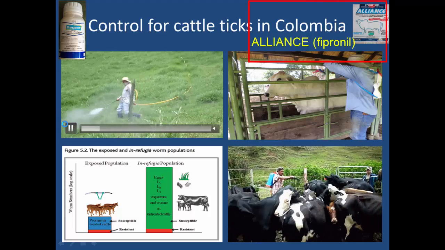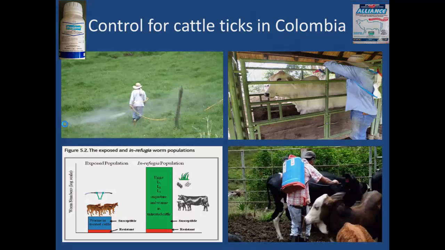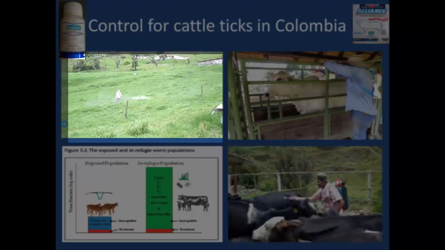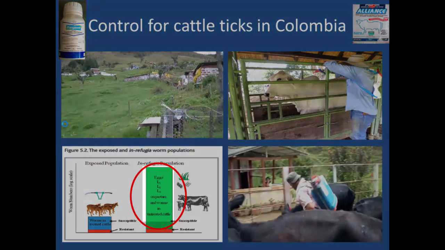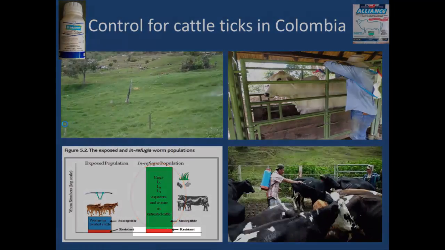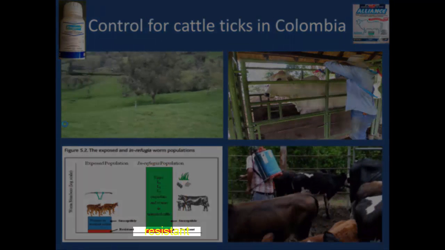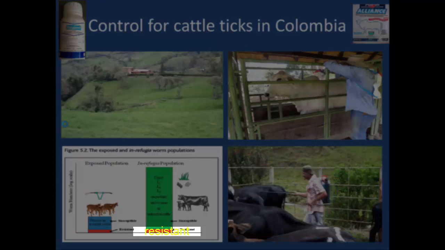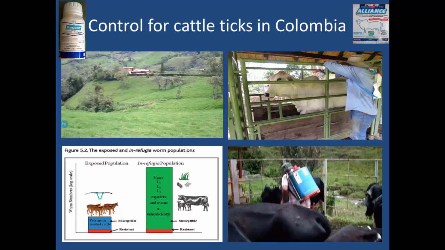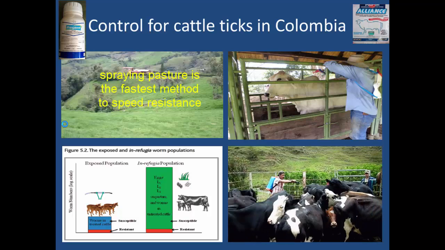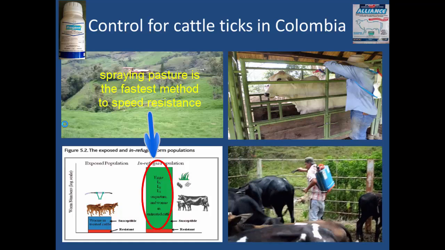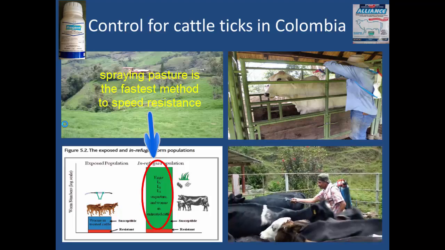If you look at the upper left image, by applying fipronil directly on the pasture, what is happening is that the largest population of susceptible ticks in the farm that is present as larvae in the pasture is being removed, basically leaving a few resistant individuals that may always be present to be the ones that will climb on the animals and pass their resistant genes onto the next generation of ticks. This is likely the fastest method to speed up resistance because we're truly removing at once the largest population of susceptible parasites which is in the farm.